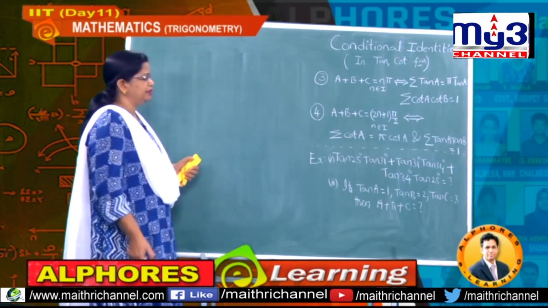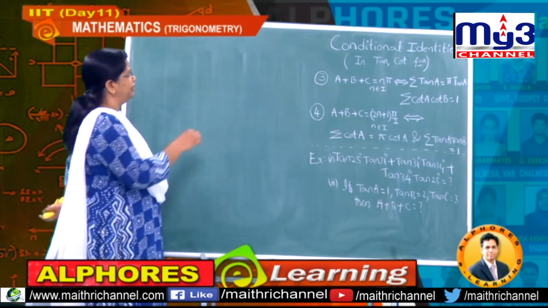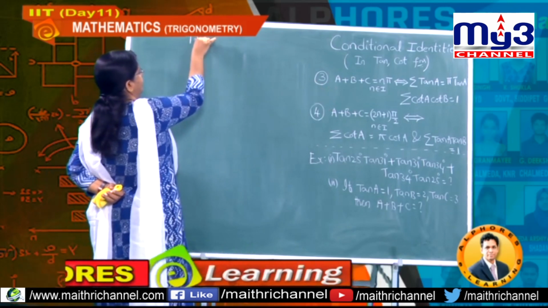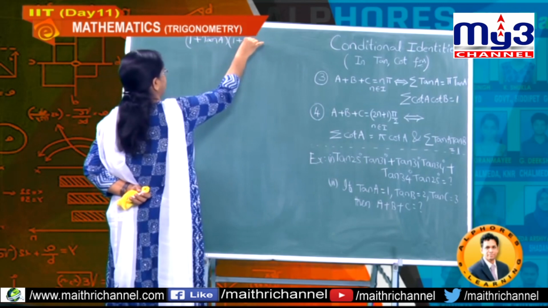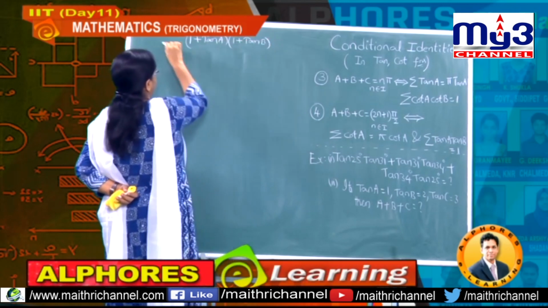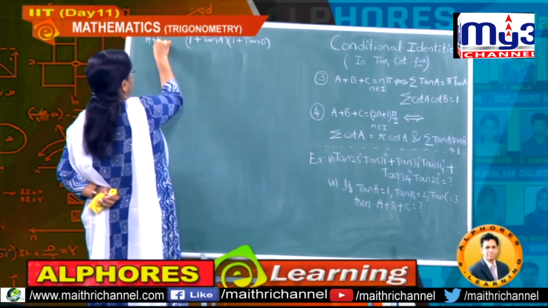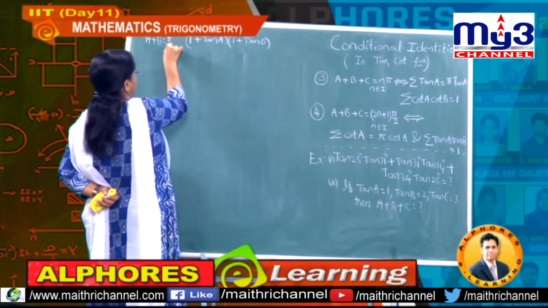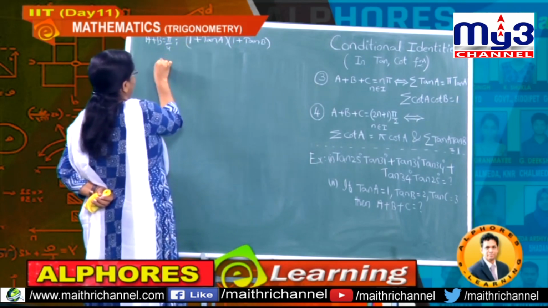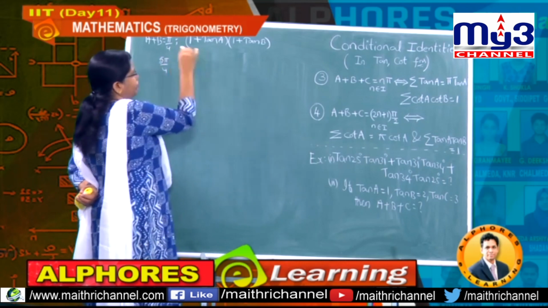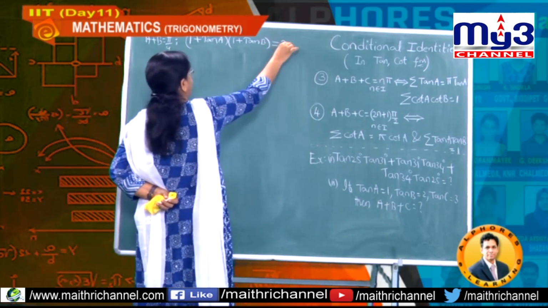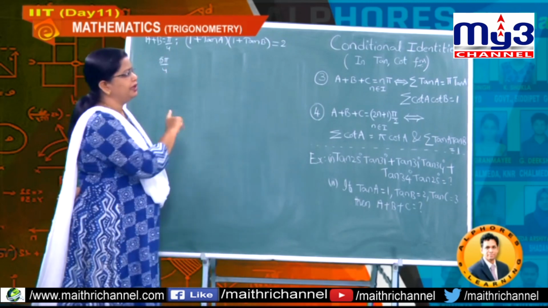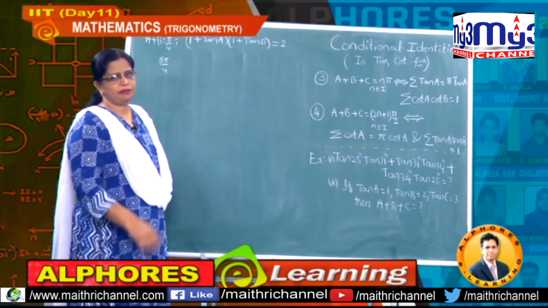So in the previous session we completed 1 plus tan A into 1 plus tan B equal to how much? 2, whenever A plus B equals 45 degrees. So whenever A plus B is 45 degrees, that is pi by 4 or 5 pi by 4, you can make use of this condition, and immediately you can write the answer as 2. This we have done yesterday, with some examples.